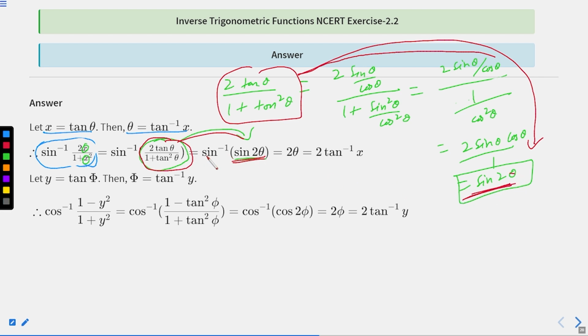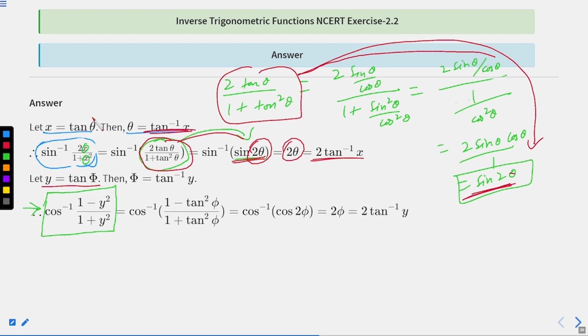Now sine inverse of sine 2 theta is just 2 theta, and theta is tan inverse x, so this will be 2 tan inverse x. Now let's put the other thing into simplified form. For this, put y equals tan. We are not going to use theta over here. So why?